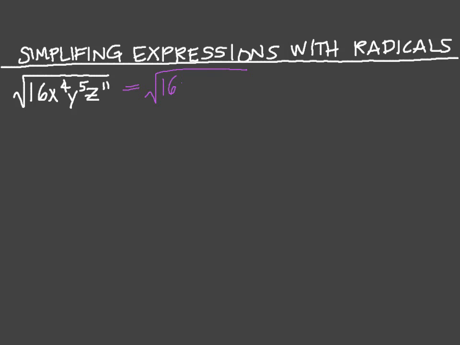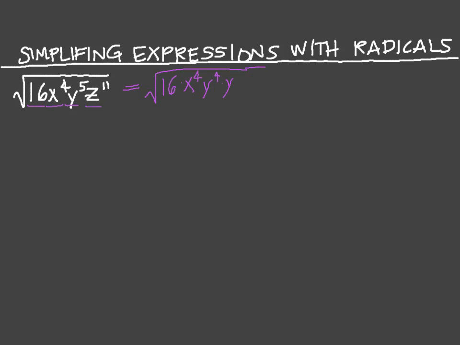So I know that 16 is a perfect square. All right, and I also know that x to the fourth is a perfect square. Really, any variable with an even exponent is going to be a perfect square. Okay, now let's look at y to the fifth. That is not a perfect square. So I basically want to think about how much of a perfect square I can fit into y to the fifth. So y to the fourth will fit in, but then I still have a y left over. So I'm just going to write that separately.